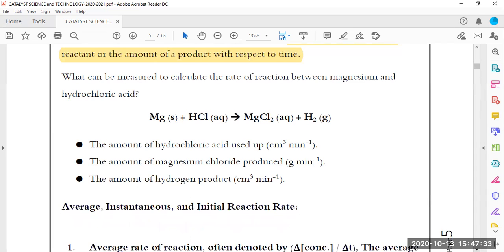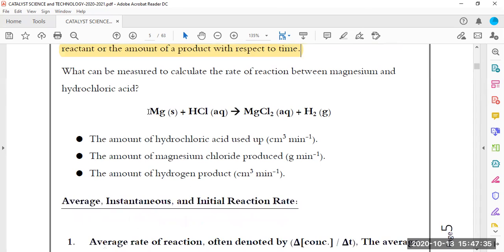So what can be measured to calculate the rate of reaction between magnesium and hydrochloric acid? This is another simple example. As you know from your previous study in chemistry, in general, metals react with acids to give a salt of that metal. In this case, because we're having hydrochloric acid, we get magnesium chloride and it is giving off hydrogen gas. Magnesium is not a very reactive metal like sodium or potassium, it is less reactive, but still it gives hydrogen gas and magnesium chloride.